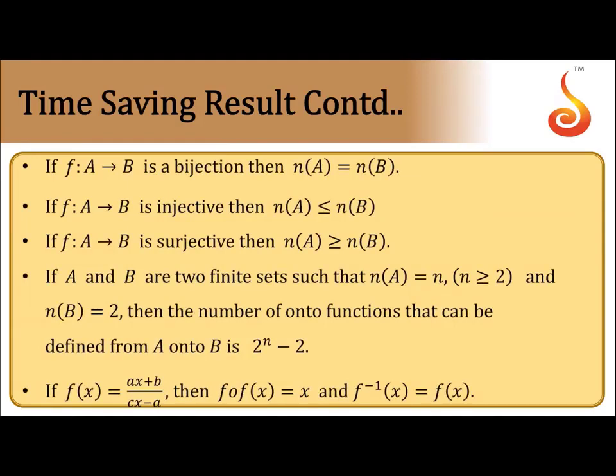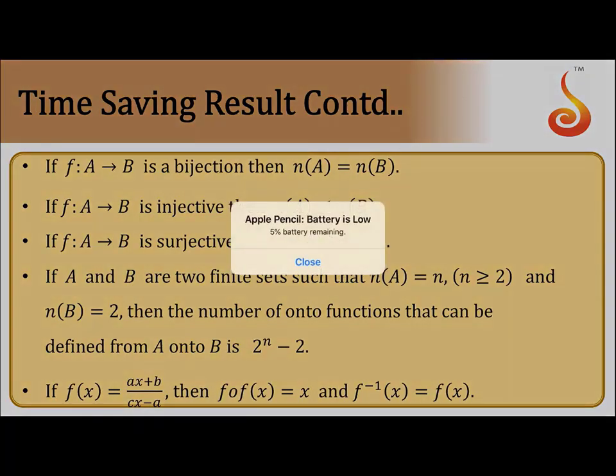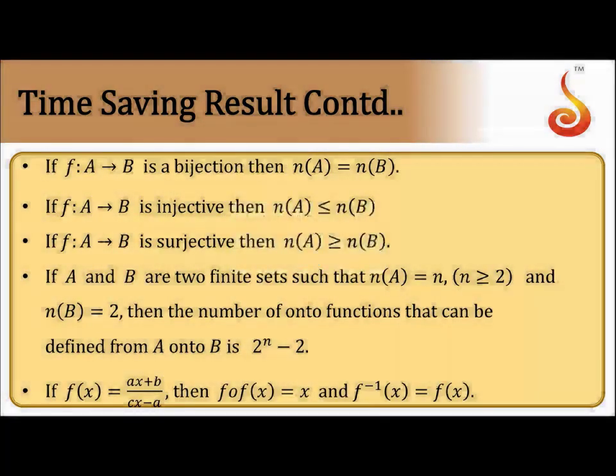So that's how we describe the number of mappings of one onto a number of bijections. Coming to some of the other important things which we require here: if f from A to B is a bijection, then n(A) must be equal to n(B). That means in order to have a bijective mapping, both the sets must have the same number of elements.